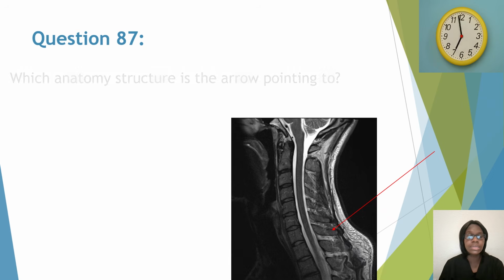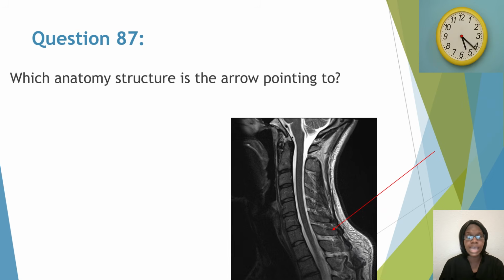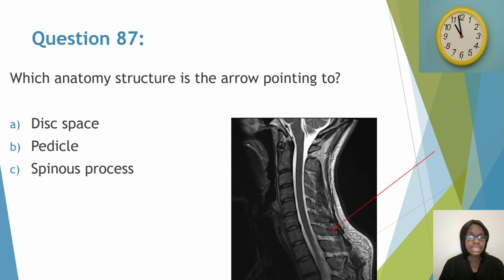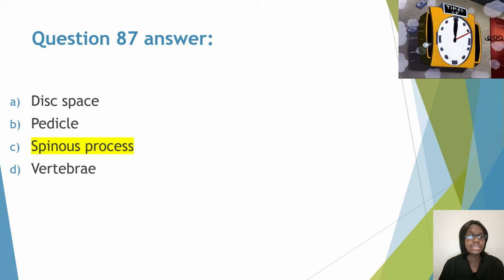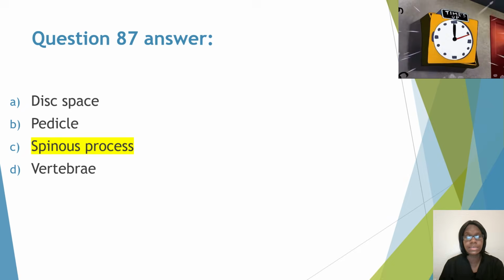Question 87. Which anatomy structure is the arrow pointing to? A, disc space, B, pedicle, C, spinous process, D, vertebrae. All right, the correct answer is C, spinous process.